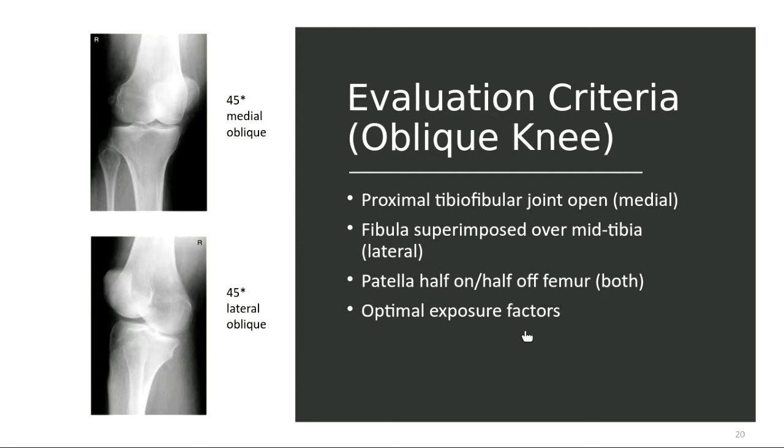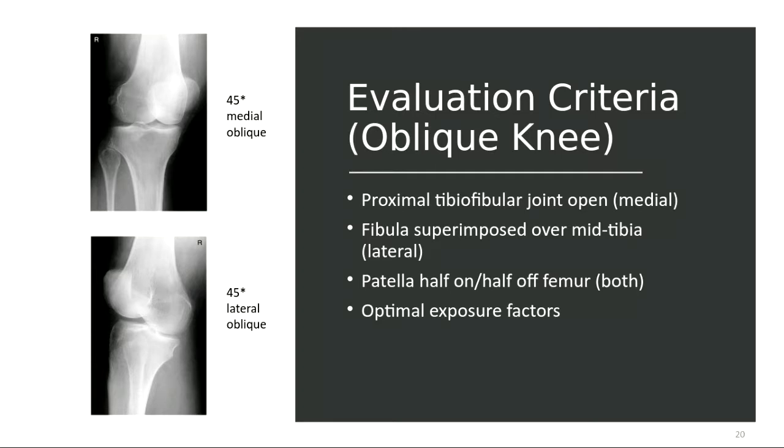In both obliques, you can see right here the patella is off the femur, and then right here is on the femur. This one is a little over, but you can see the patella right here off the femur, and this portion is on the femur. So if the patella is half on, half off, that's a good indication that you have correctly positioned your obliques for your knee.